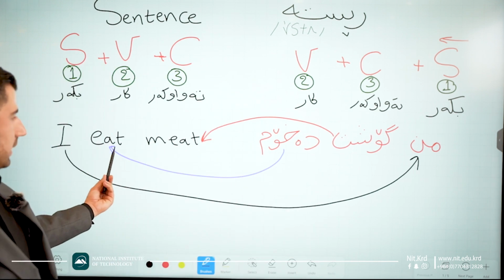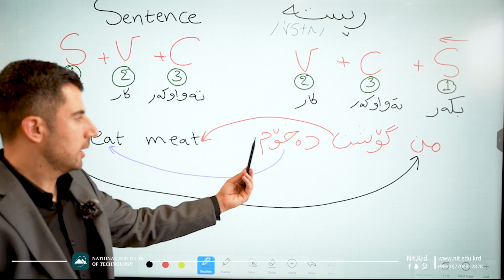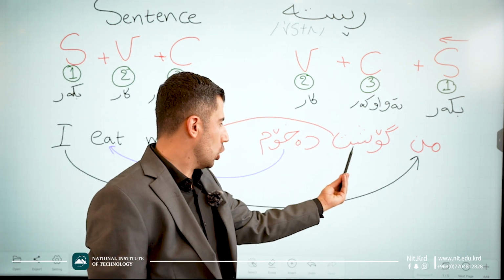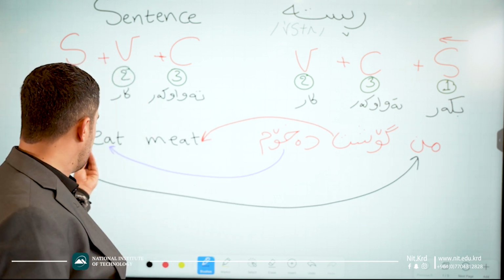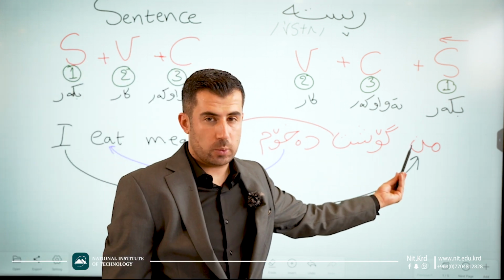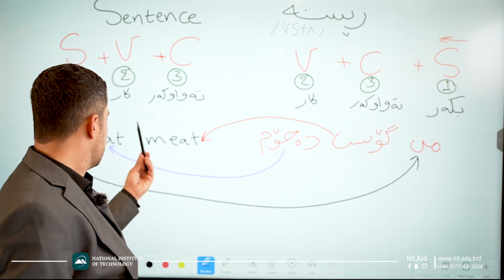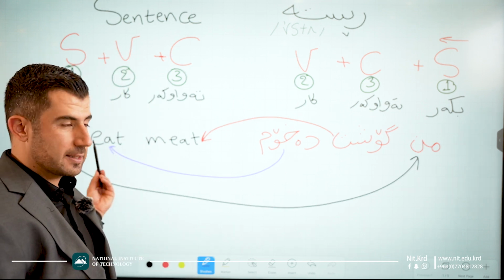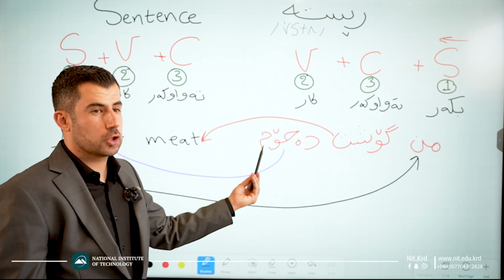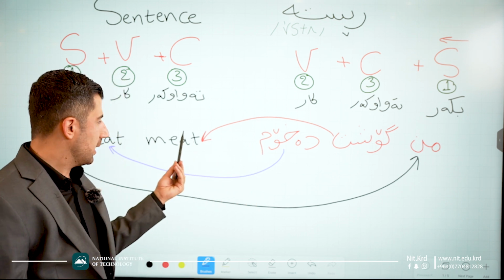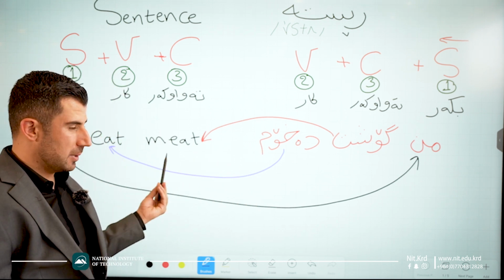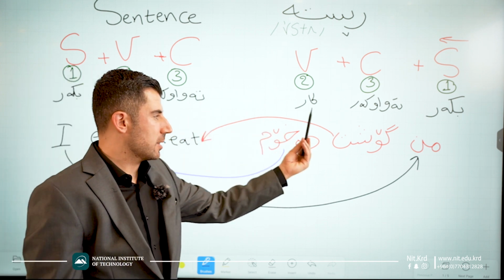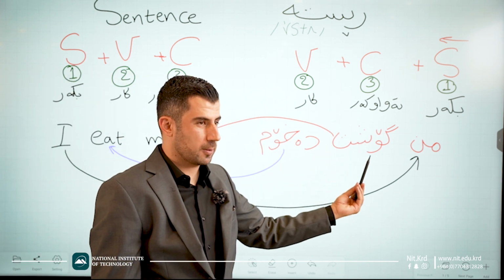I eat meat. Okay? In Kurdish we say men, gosht, dakhom. I is equal to men, which is a pronoun. Good? After that we have the verb of eat. Eat is equal to dakhom. The last one in English, which is the meat object, comes in the middle, which is the gosht.